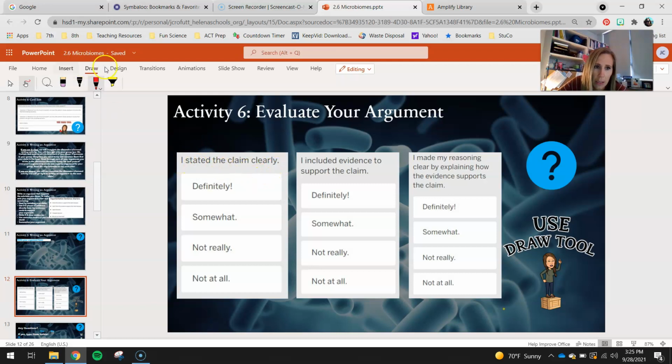For "I stated the claim clearly," you're going to highlight either definitely, somewhat, not really, or not at all. For "I included evidence," those should be things directly from the evidence cards to support the claim. Definitely, somewhat, not really, or not at all, so choose one of those. If you choose not at all, then you probably need to go back and write your argument again. Then finally, "I made my reasoning clear by explaining how the evidence supports the claim." Again, definitely, somewhat, not really, not at all. You put your own words in there too to say why the pieces of evidence that I talked about off the cards are important.